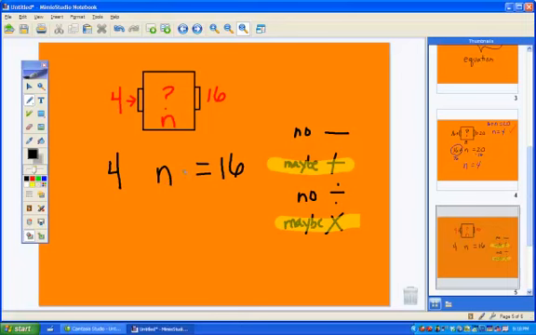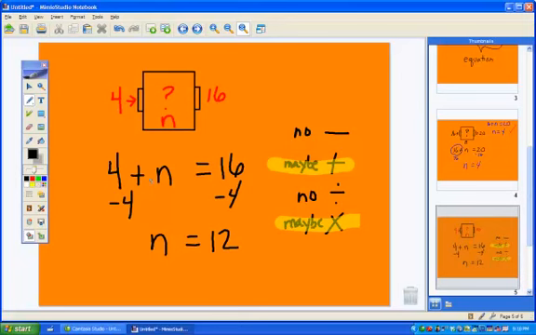4 plus what would equal 16? Well, I can go ahead and do this with an addition sentence and see what happens here. So I can try to figure out what n is. I added 4 on this side. So now to get n by itself, I'm going to subtract 4. I'm just doing the opposite. So now n's the only thing left over there. Whatever I did to this side, I have to do to that side. So minus 4. So 16 minus 4 equals 12. So 4 plus 12 does equal 16.